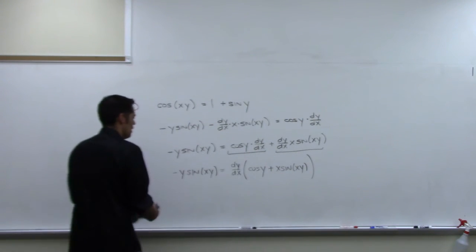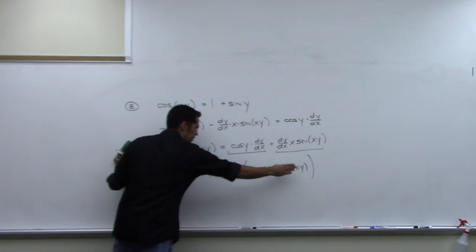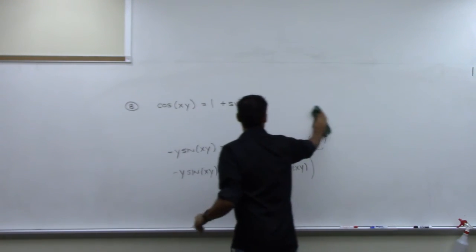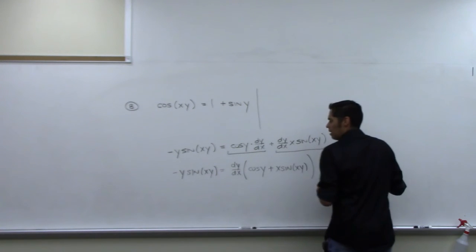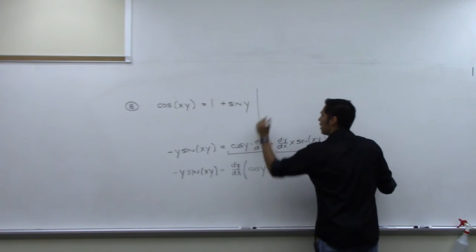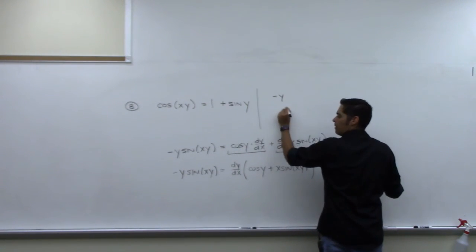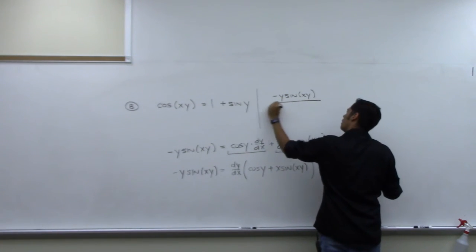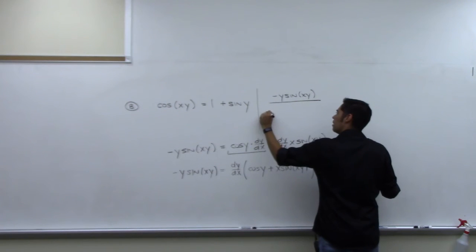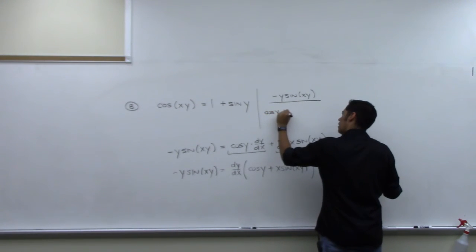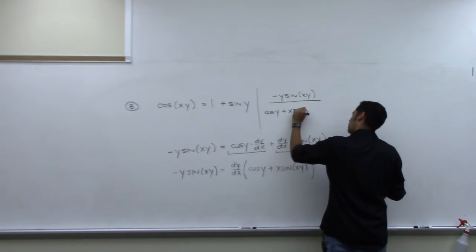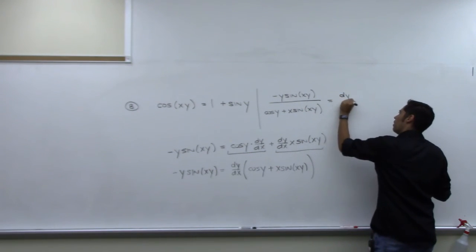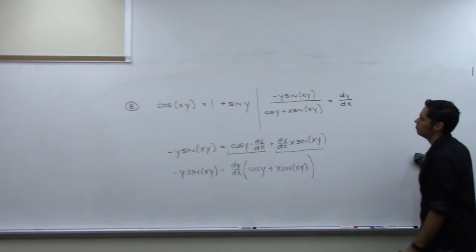Now that I almost have it isolated, I'm just going to divide through, and that will be my final result. When I divide this on that side, I get negative y sine of xy over this whole thing, cosine y plus x sine of xy, and that must equal my derivative, dy/dx. There we go.